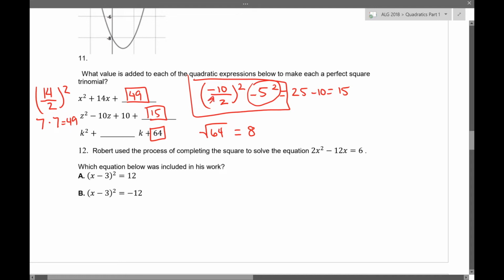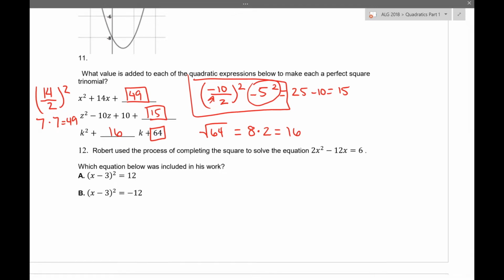What's the opposite of division? Multiplication. 8 times 2 is 16. Therefore my answer is 16. Okay? So not too difficult of a problem. Let's move on to number 12.